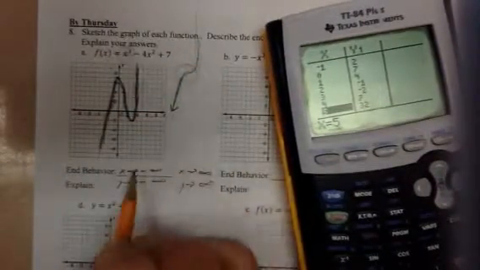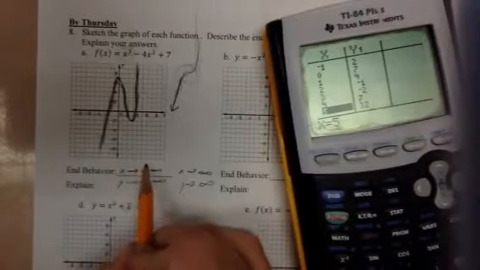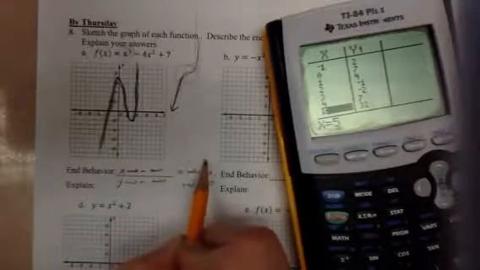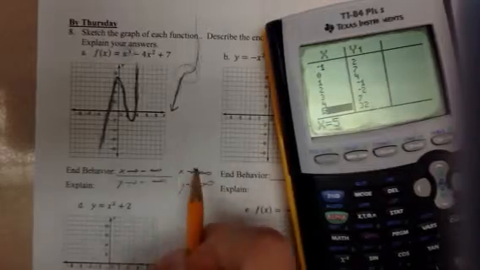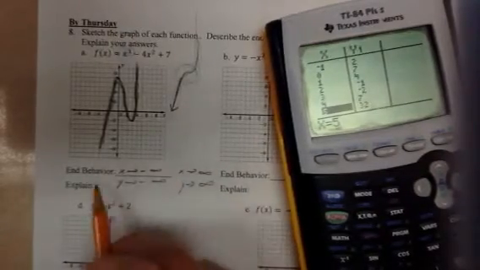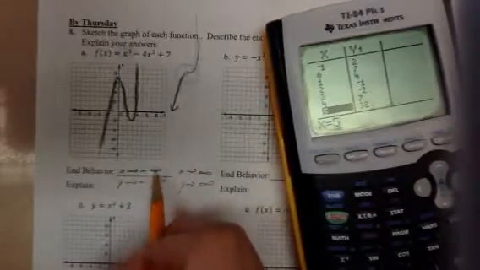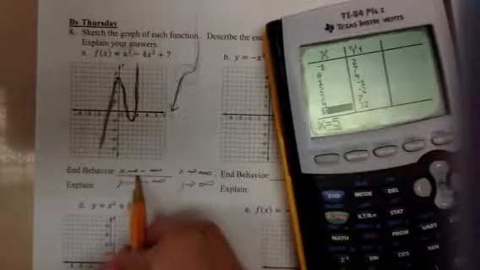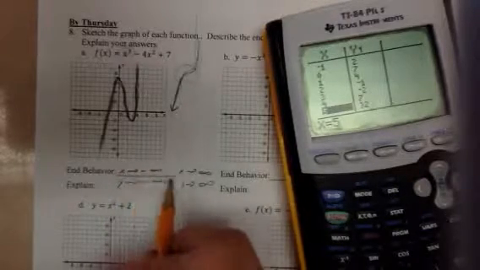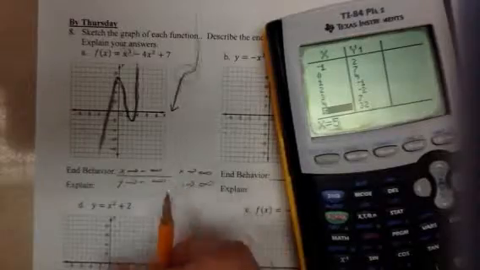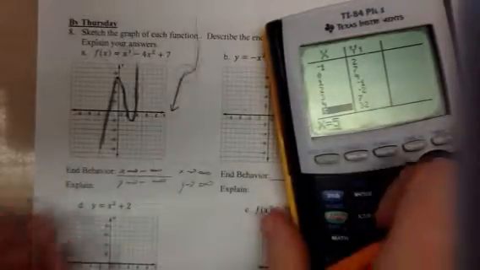So if you had written, as I go to the left, y goes down. As I go to the right, y goes up. That would have been the correct English way to say that. And this is the correct math notation to say that. As I go to the left, y goes down. As I go to the right, y goes up. So you do the same thing for these problems.